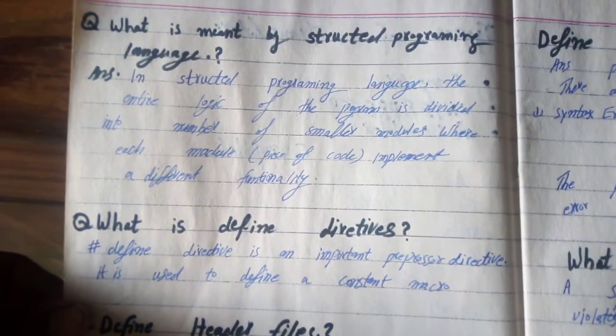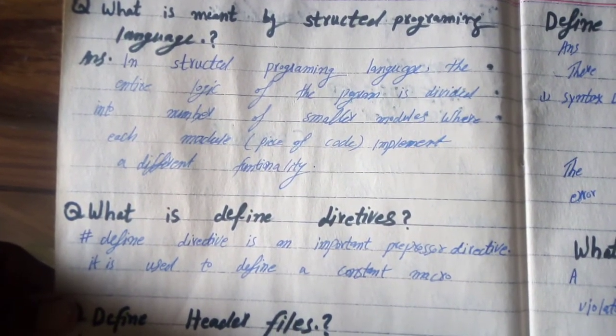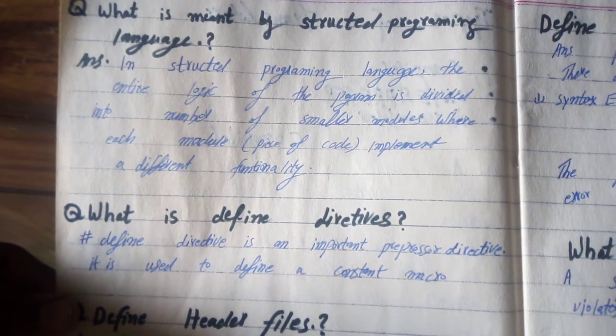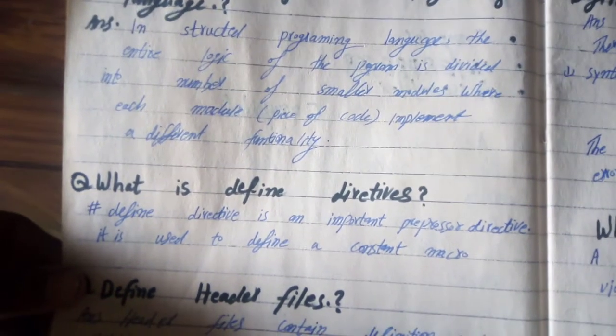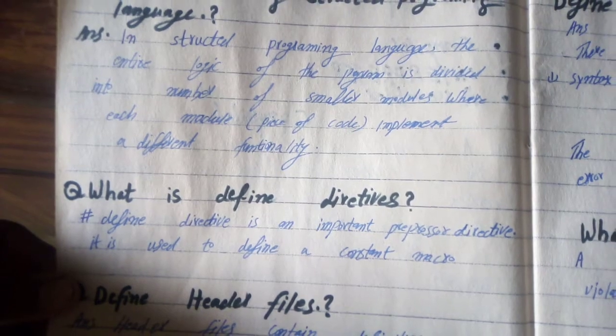What is the define directive? Hash define directive is an important preprocessor directive. It is used to define a constant macro.